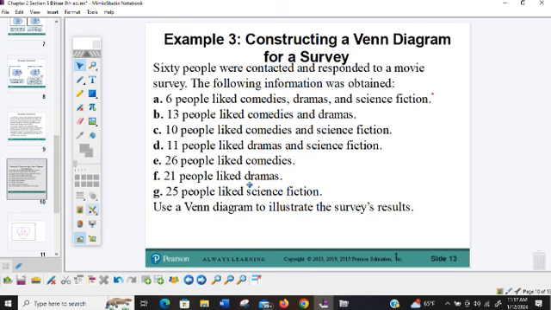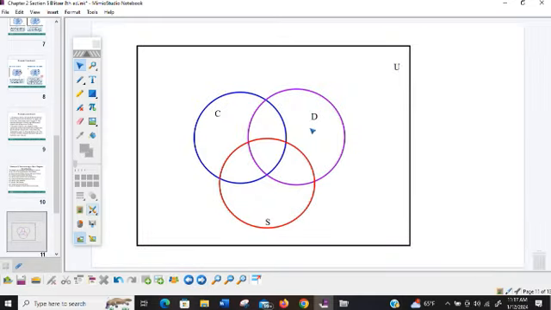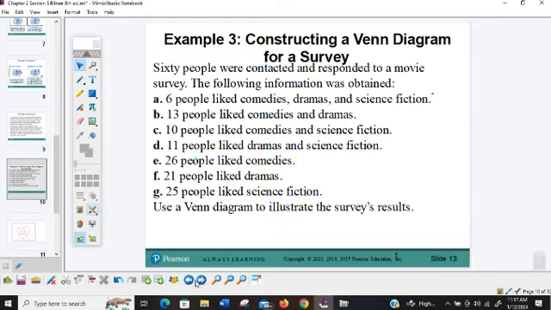So what we need, if you notice, it keeps saying comedies, dramas, science fiction. We need 3 circles: comedies, dramas, science fiction. Okay? And we want them all to intersect. And remember from the last example, we want to start here in the middle. That's where we want to begin. We want the people that like all 3. We are going to start with that. So we're going to start right here.